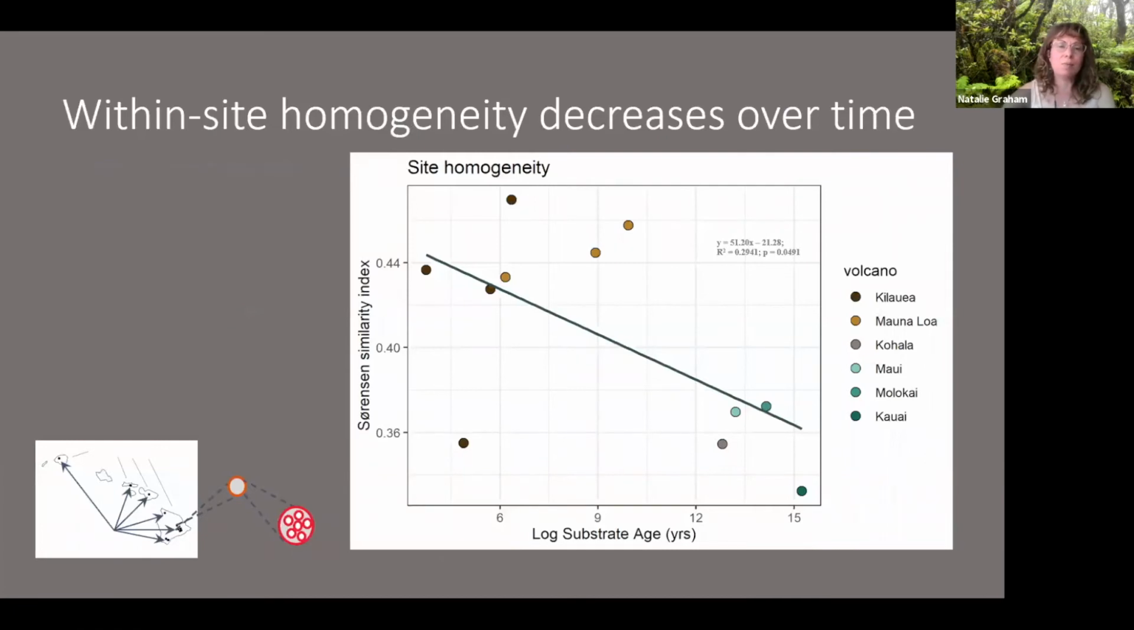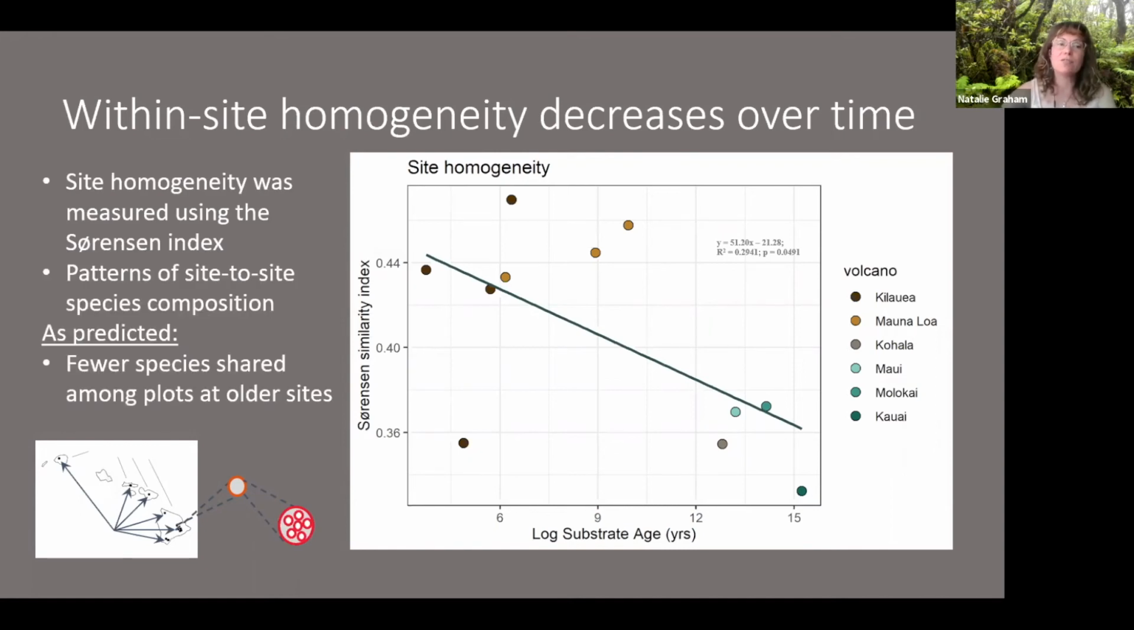And so when we plot again by log substrate age, or community age, and in this case, we're plotting on the y-axis this Sorensen similarity index, we see that, yes, as predicted, we get fewer species that are shared among plots at older sites. So we see a statistically significant change in the diversity of the community over time. So within a site, the communities are becoming more diverse, which is a very interesting finding.